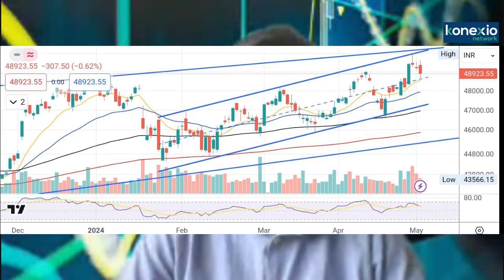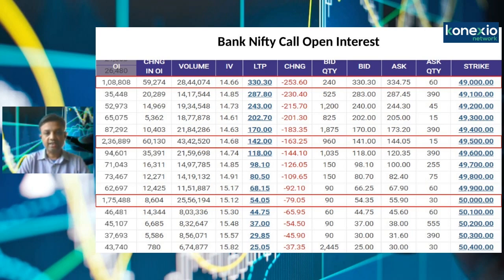Now, friends, let us discuss the calls. The action was seen in 49,000 calls, 49,500 calls, and 50,000 calls. Now, here you can see there has been a significant drop or a strong fall in the option premium. Implied volatility is slightly higher. It is between 14.66 to 15.12.